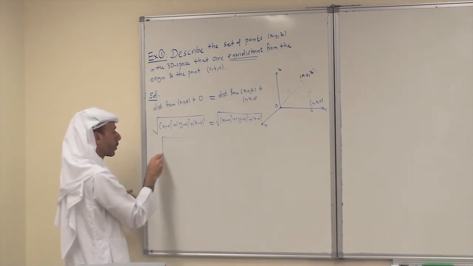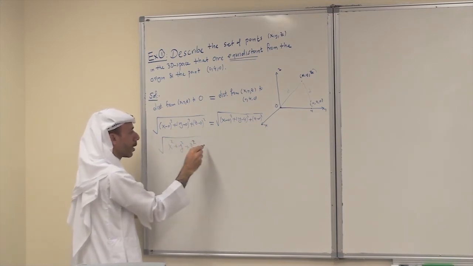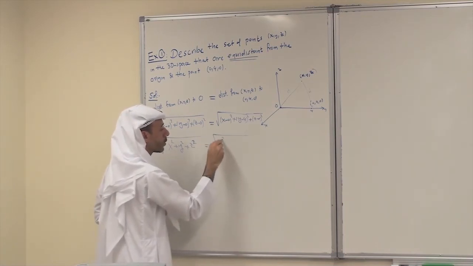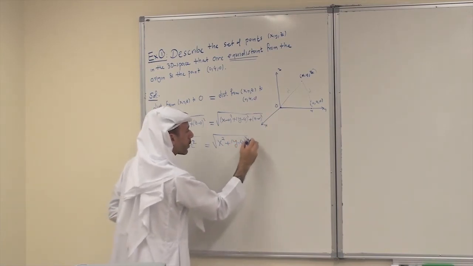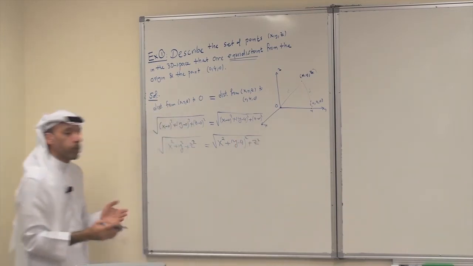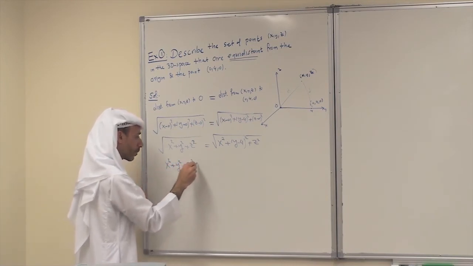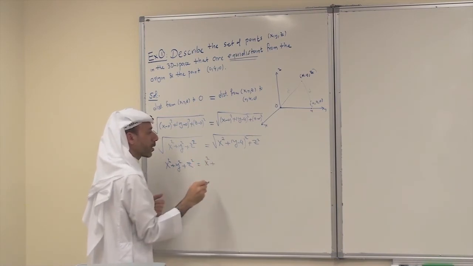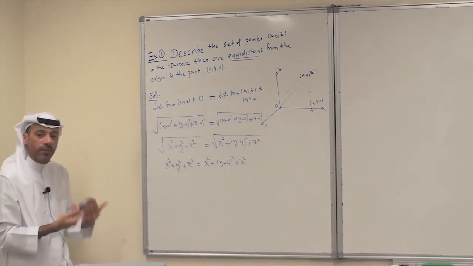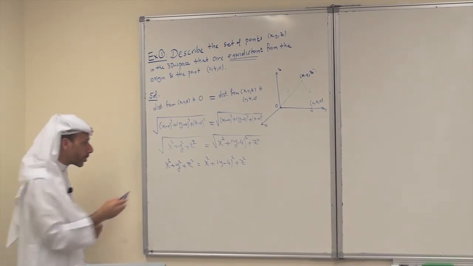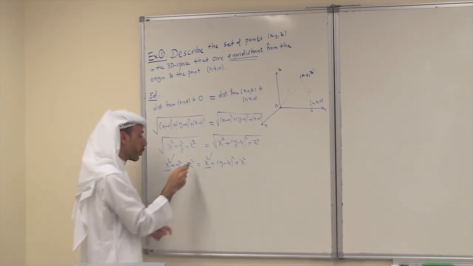So here you have the square root of x squared plus y squared plus z squared equals the square root of x squared plus y minus 4 squared plus z squared. Square both sides just to get rid of the roots: x squared plus y squared plus z squared equals x squared plus y minus 4 squared plus z squared. Simplify further by cancelling any common terms. So x squared with x squared, they will go out. And z squared with z squared, again, they will go out.